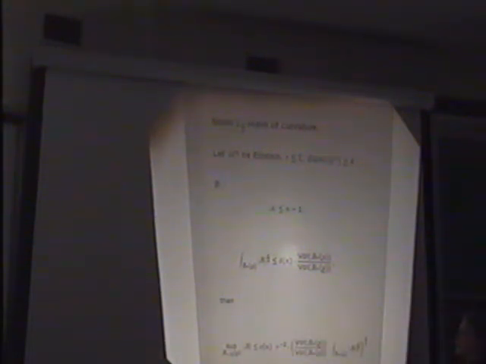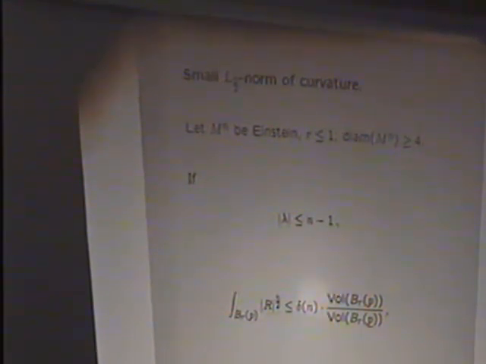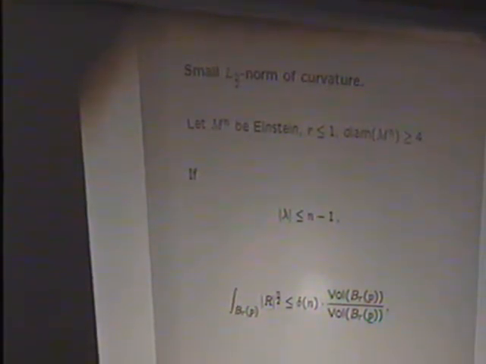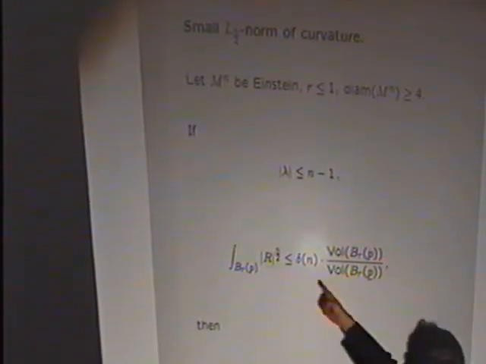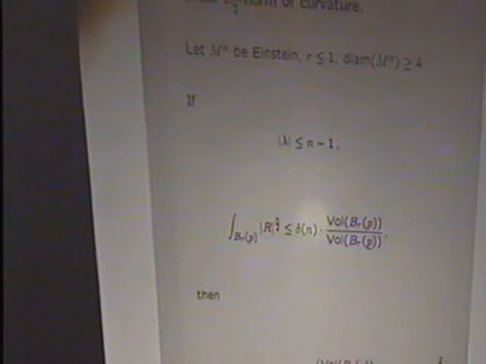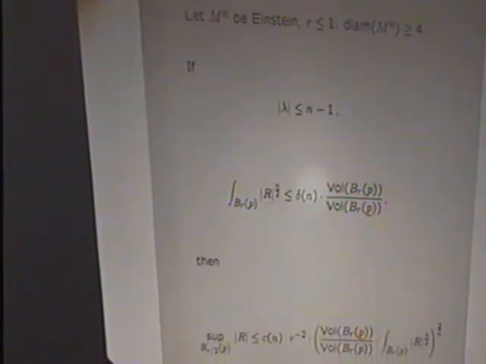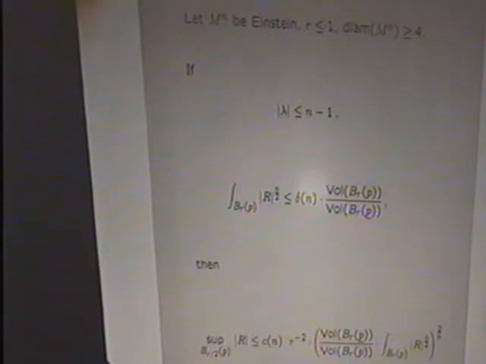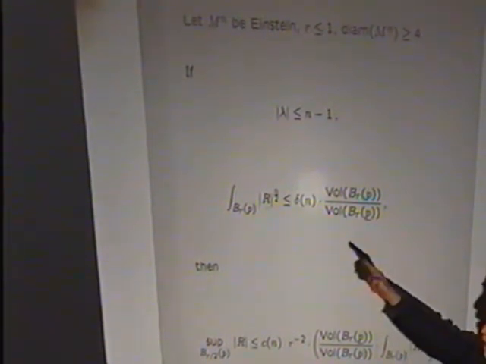Now, notice what I have on the left is the L^{n/2} norm of the curvature, actually raised to the power n over 2. And what I have on the right is the quantity that enters into the definition of collapsing. And so the hypothesis, and this is a constant which is small but independent of the manifold, so I should have written epsilon of n because it's an epsilon of n, is that the L^{n/2} norm of the curvature is sufficiently small with respect to the collapsing.